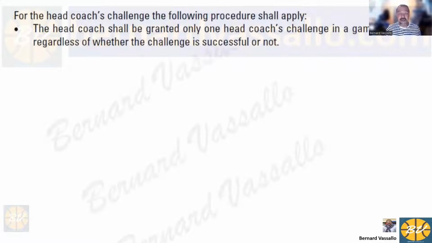How many challenges could a head coach have? The head coach can make use of one challenge in a game, even if the challenge is successful, which means that the head coach challenges a play and wins the play because he may have argued against a decision and the review shows that he was correct. Even in that case, that does not mean that if the head coach wins a challenge, he will be entitled to another challenge. No, the head coach is entitled to one challenge per game.